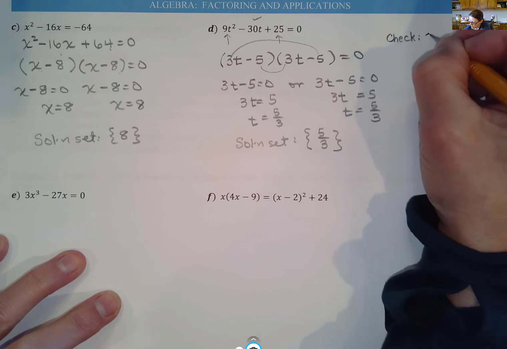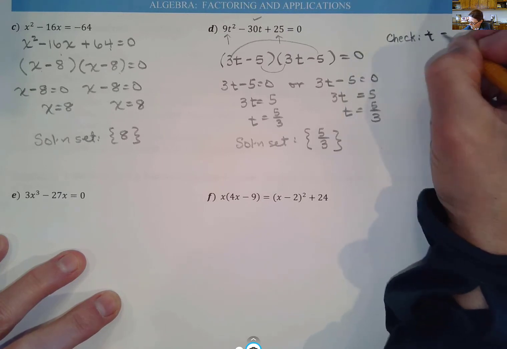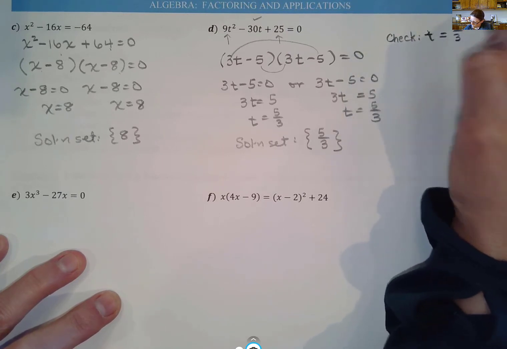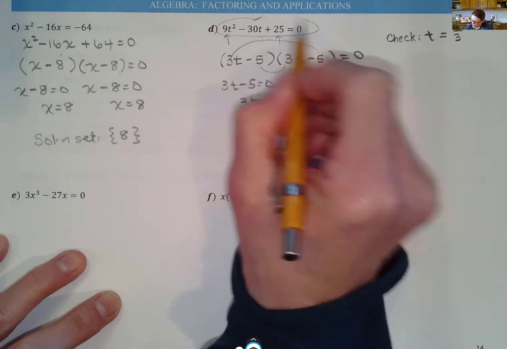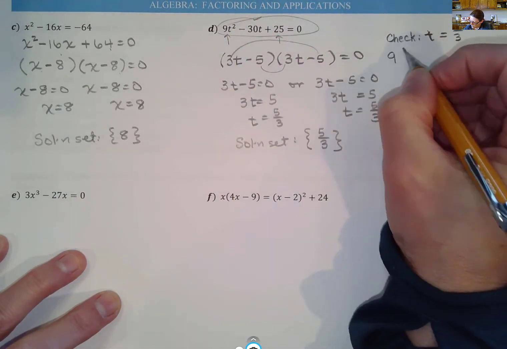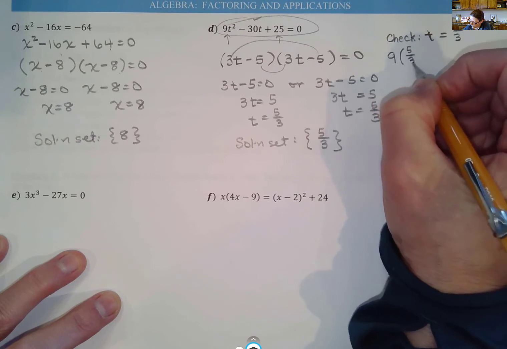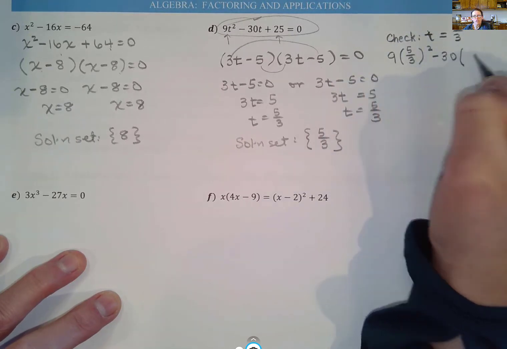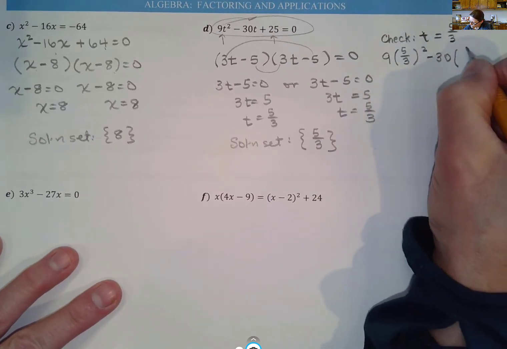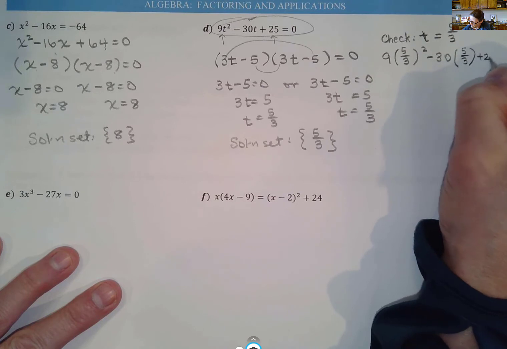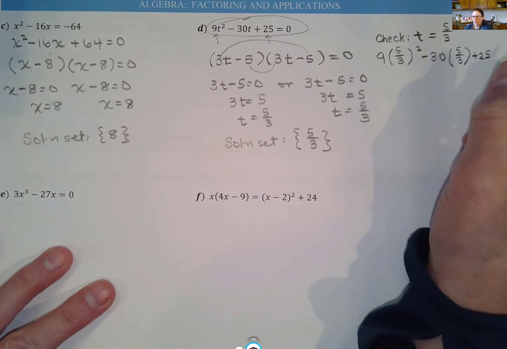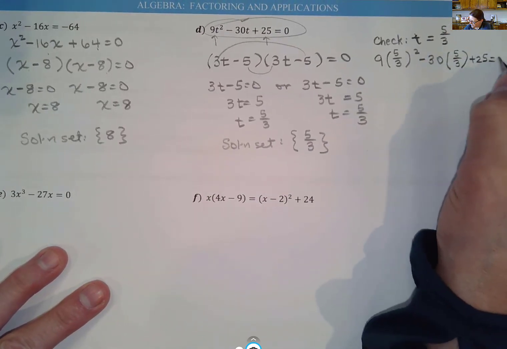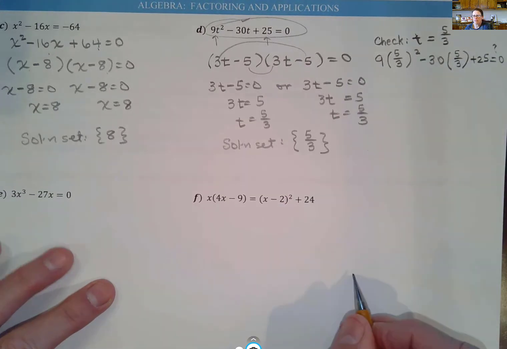Let's check t equal 5/3. Now you always want to check in your original equation. 9 times 5/3 squared minus 30 times 5/3 plus 25, is that equal to 0? Okay, there is our question.